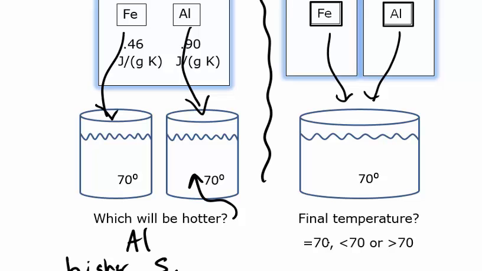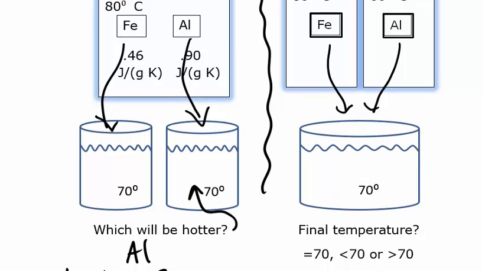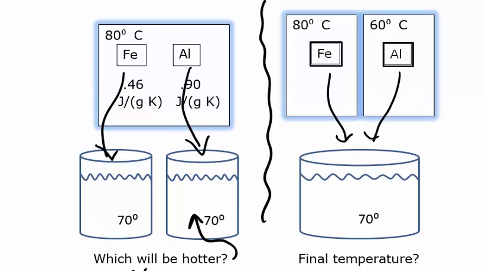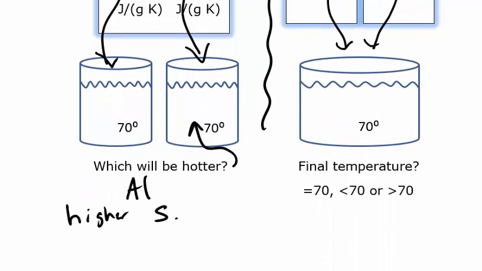Will it be equal to 70 because we put in something hotter and something colder? Will it be less than 70, or will it be greater than 70? All right, so again, you have to know the values of the specific heat for the two. We know aluminum is about 0.90 and iron is 0.46. So aluminum has a higher heat capacity, so it will be able to absorb more of the heat, which means that it will change the temperature of the water more.